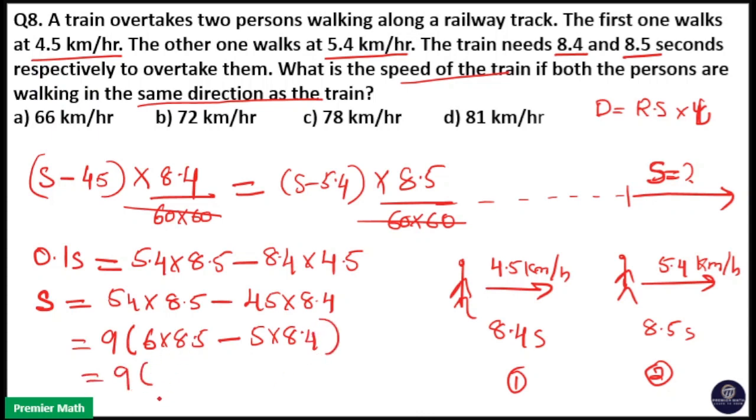Here you can see 6 into 8 is 48, 6 into 0.5 is 3. So 48 plus 3 is 51, minus 5 into 8 is 40, 5 into 0.4 is 2, so 40 plus 2 is 42. That means 9 into 51 minus 42, that is 9 into 9. So 9 nines are 81. So 81 kilometers per hour is your answer. Option D is your answer.